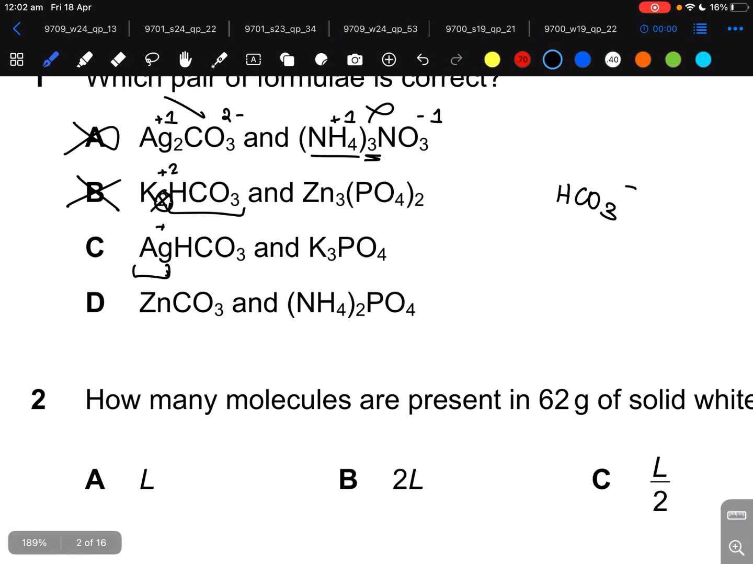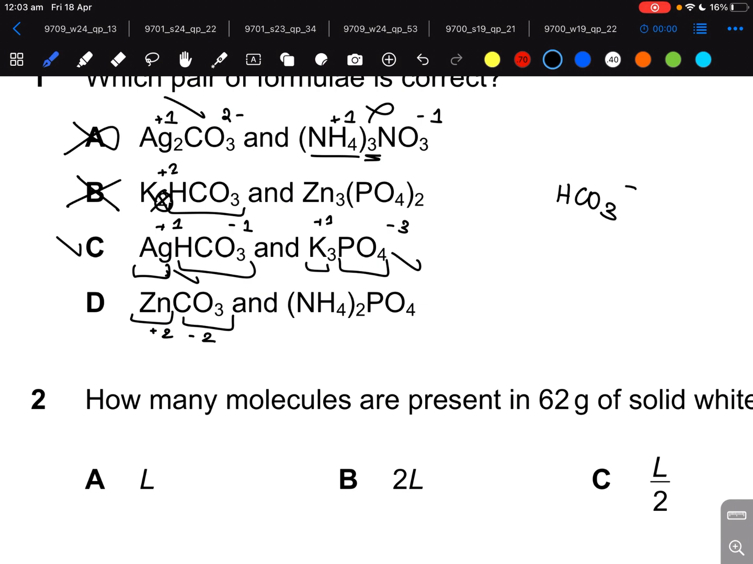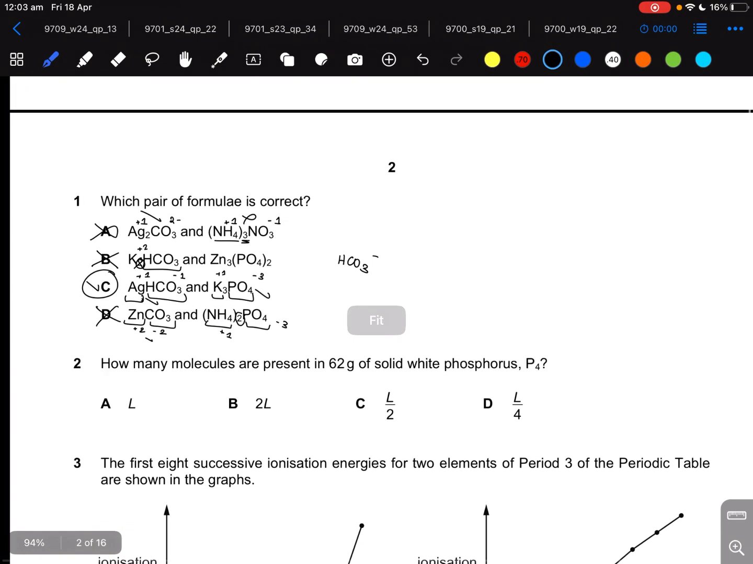Ag has +1, HCO3 has -1, so this is valid. K has +1, PO4 has -3, when you cross them over this is also valid, so C is the correct option for now. Zn has +2, CO3 has -2, when you cross them over they cancel out because they're the same, so you simplify them, and so this is valid. PO4 has -3, NH4 has +1, so this is a 2, this is not valid. D is wrong, so the answer is C.